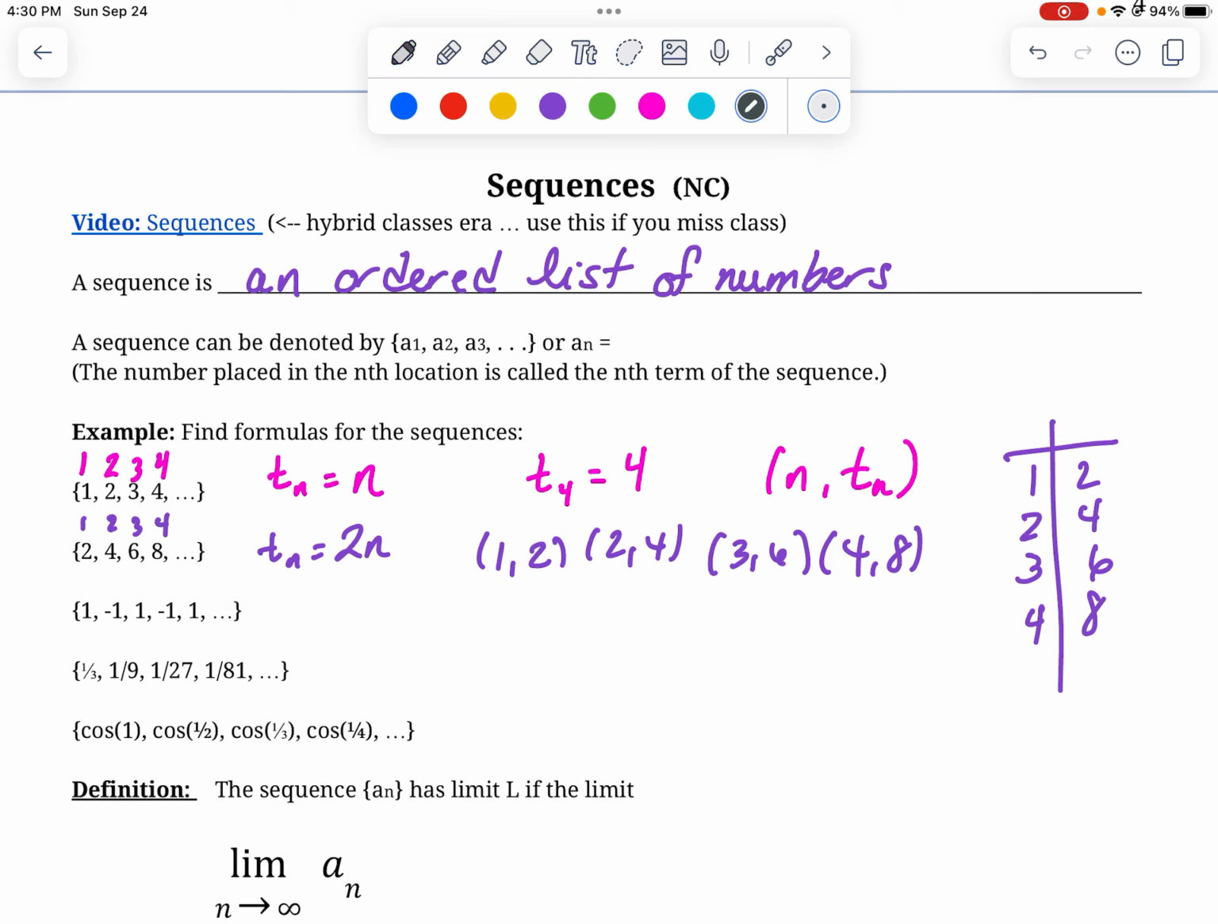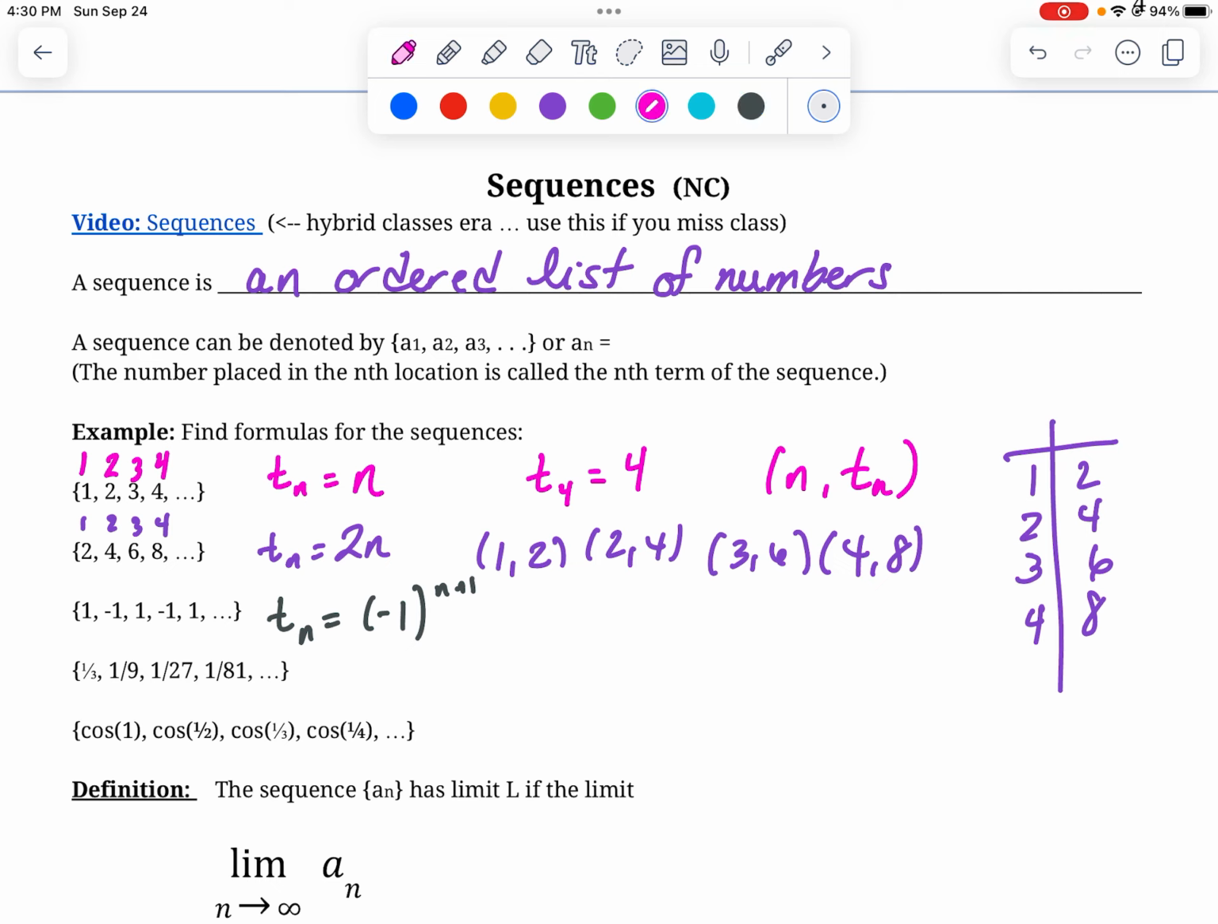The next one I do think we had on the skills review. This is just an alternating pattern. And to get signs to alternate, we just need to have a negative raised to a power with the negative in the parentheses. And then since I want this to start positive, I'm going to have a 1 added on to that n, so that my first exponent is a 2, the next exponent is a 3, the next exponent is a 4, and all those even exponents are going to yield positive results.